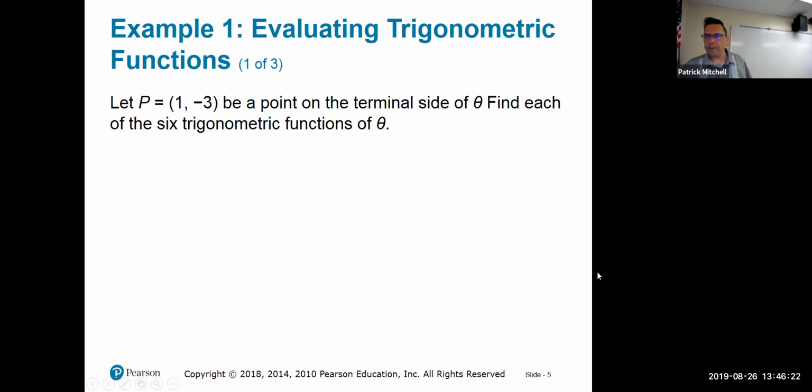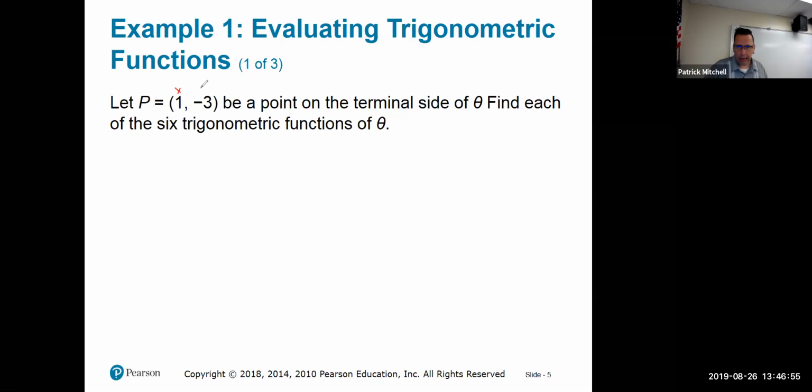Okay, so here's an example of evaluating trig functions at any angle. Suppose that (1, -3) is a point on the terminal side of theta. That is enough information to find each of the 6 trigonometric functions of theta. Remember that the 6 trigonometric functions are defined in terms of x, y, and r. I have x, and I have y, but what I don't have is r. So the very first thing I have to do is figure out r. You use the Pythagorean theorem to find r.